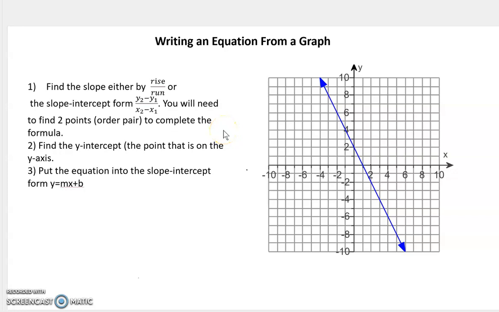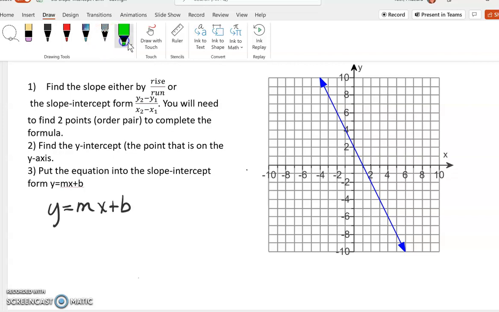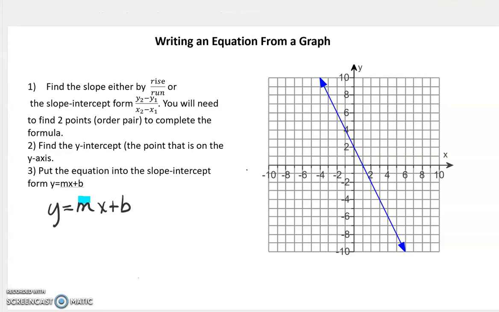Okay, so now we're going to write an equation from a graph or from a line. There are a few steps to do this. We know that we need this to be in slope-intercept form, which is y equals mx plus b. We have to fill in this equation. So we need to know the m, which is the slope, and the b, which is the y-intercept.